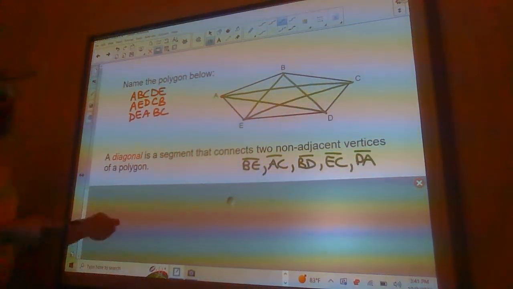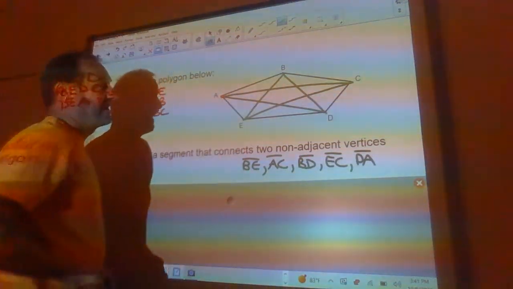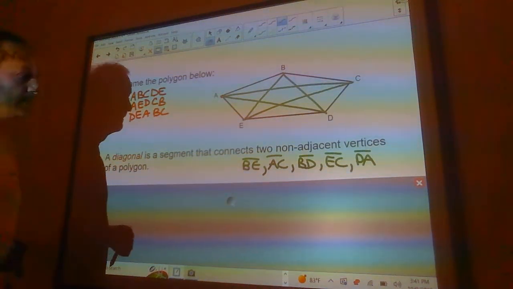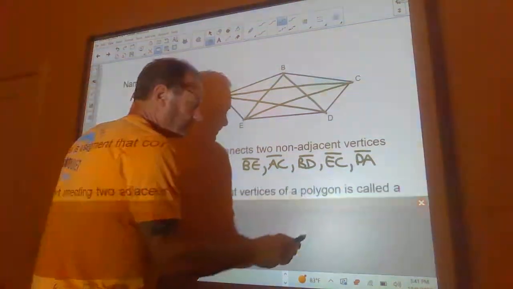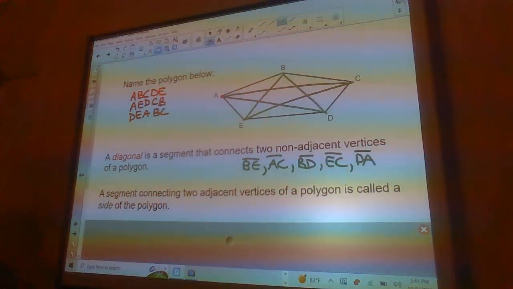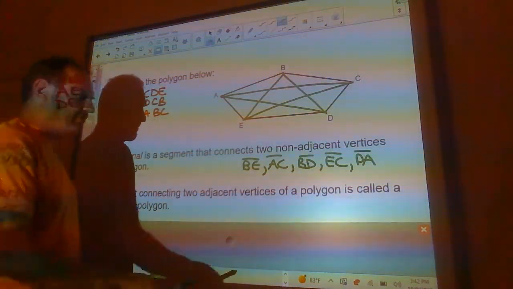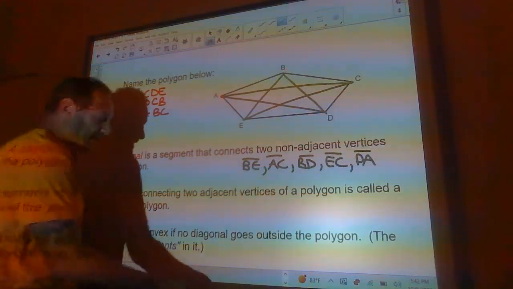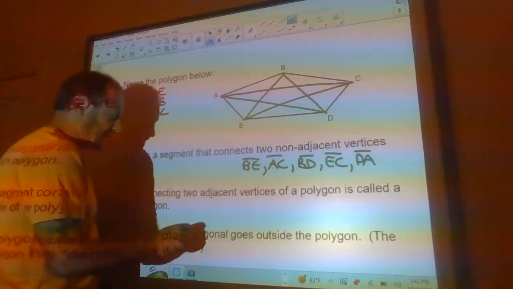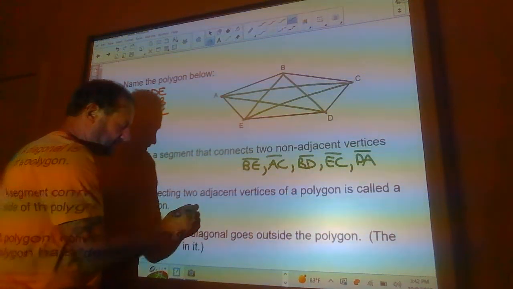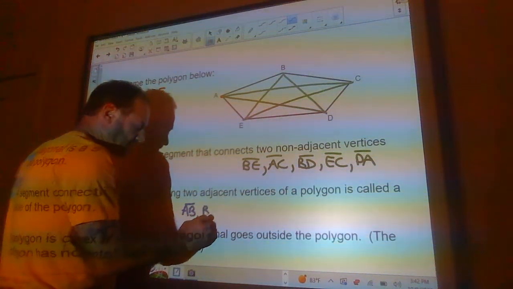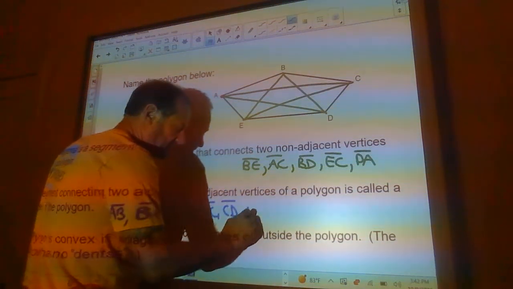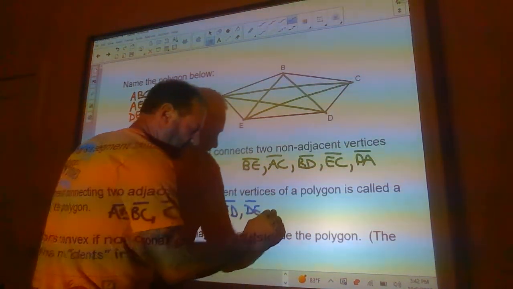Okay. AB is not a diagonal of this figure. It is a side. Okay. A segment connecting two adjacent vertices of a polygon is called a side of the polygon. So we talked about that. This has 5 sides. It's got AB, BC, CD, DE, and EA.